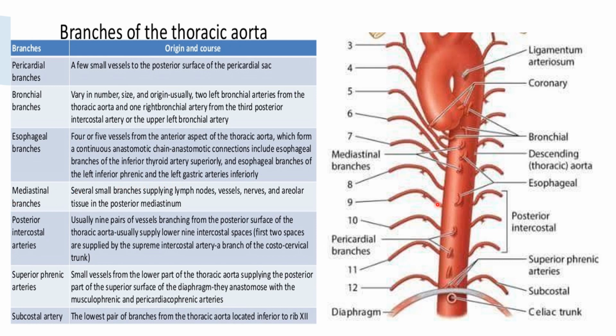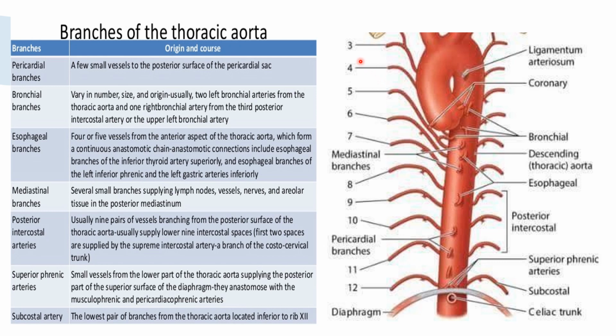Then mediastinal branches: we have several small branches supplying the lymph nodes, vessels, nerves and areolar tissue in the posterior mediastinum. Then we have these important branches from the descending thoracic aorta, the posterior intercostal arteries. Usually 9 pairs of vessels branch from the posterior surface of the thoracic aorta and supply the lower 9 intercostal spaces. The first 2 spaces are supplied by the supreme intercostal artery, a branch of the costocervical trunk.